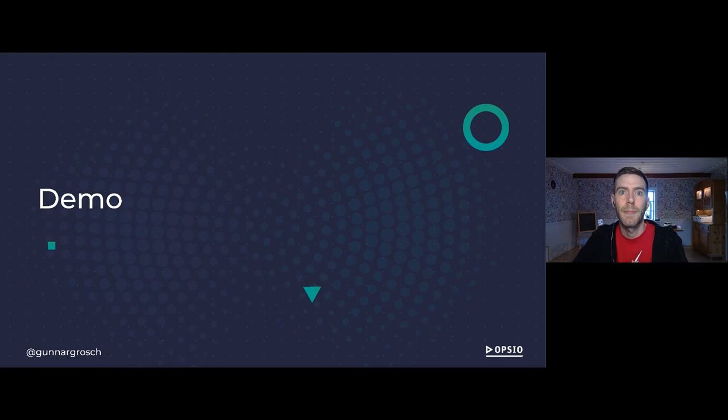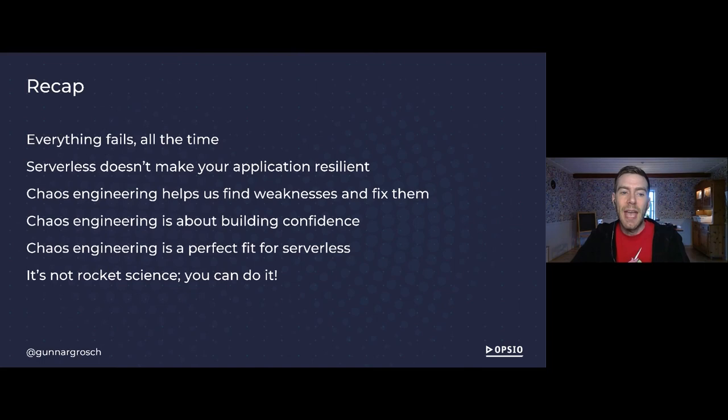So to recap, everything fails all the time. And serverless in itself doesn't make your application resilient. You, the builder, the architect, the operator, make the application resilient. And chaos engineering helps us find weaknesses and fix them. Chaos engineering is about building confidence. Confidence in your system and confidence in your organization.